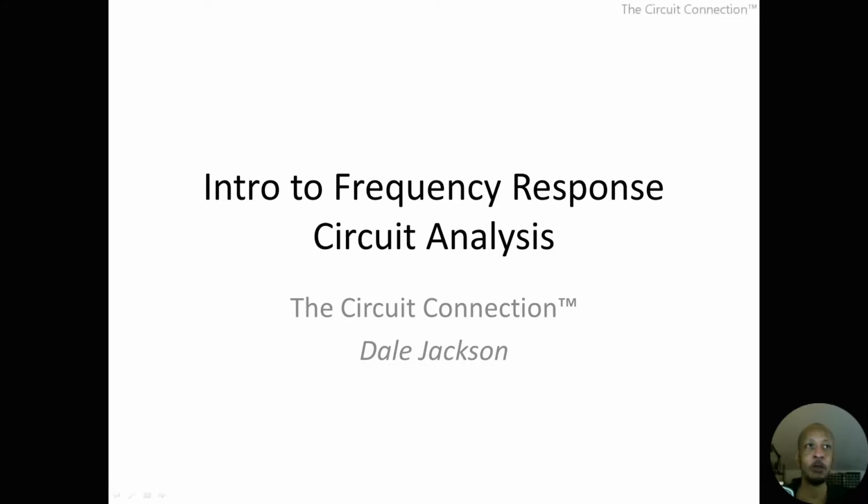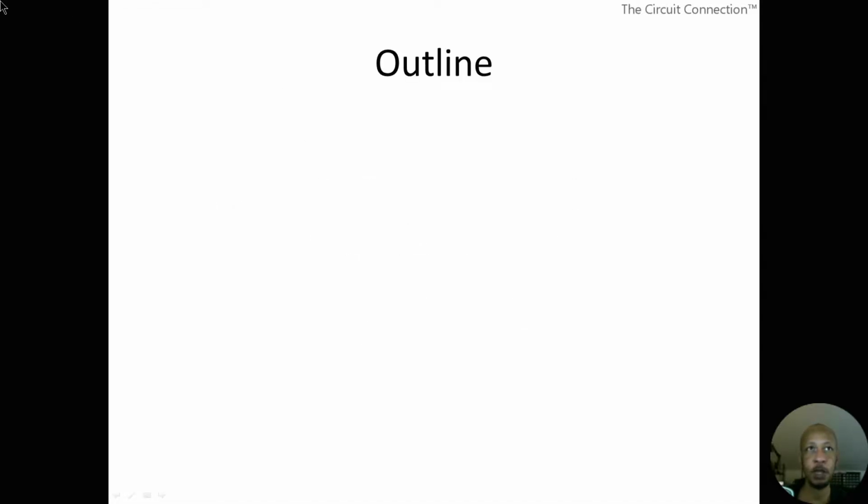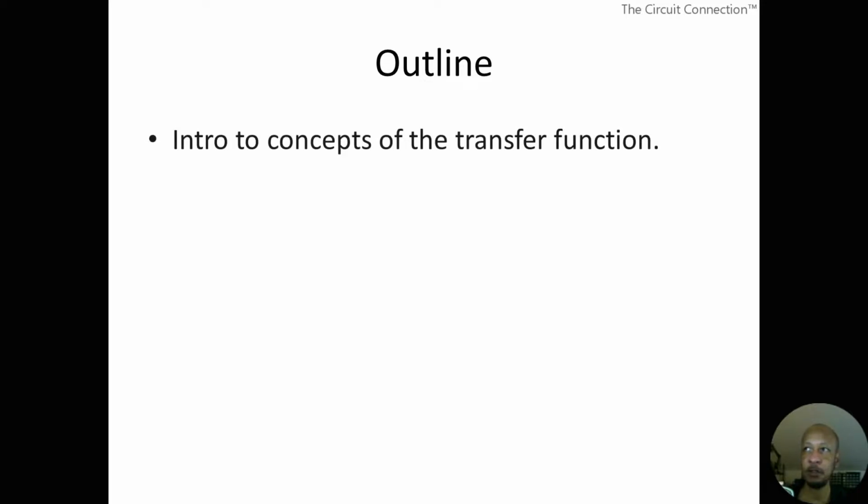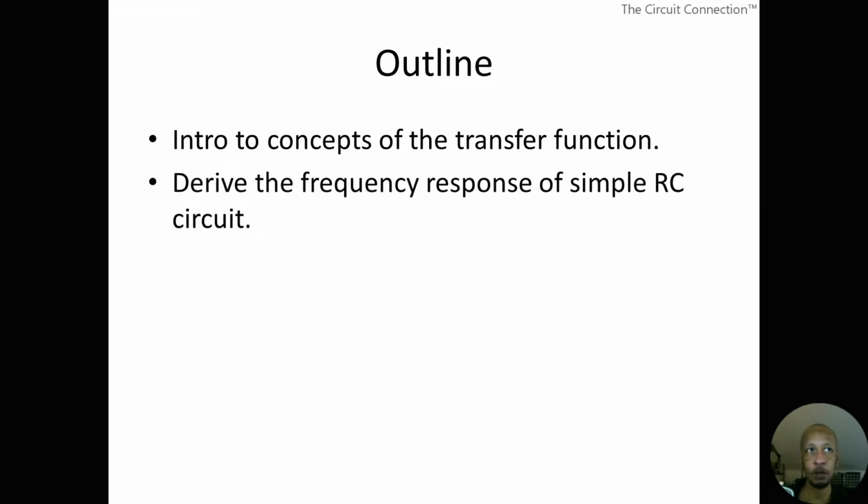Hello, I am going to be going over an introduction to frequency response in circuit analysis. So to begin with, the outline for this is going to be some introduction concepts of the transfer function itself. Next, I'm going to take a look at how you derive the frequency response of a simple RC circuit.